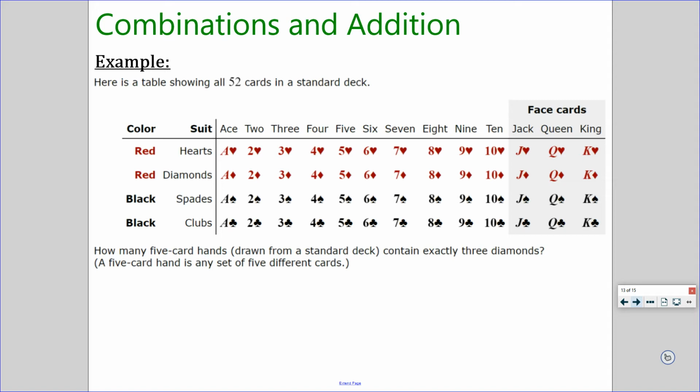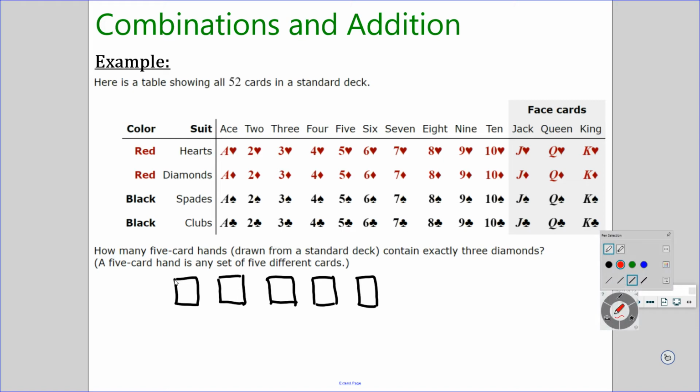How many 5-card hands contain exactly 3 diamonds? So a 5-card hand is like you just get dealt 5 cards. It's a set of any 5 different cards. Okay, contain exactly 3 diamonds. I'm just going to draw myself a little picture. That means there's only one option. It means of my hand of 5 cards, 3 of these are diamonds.